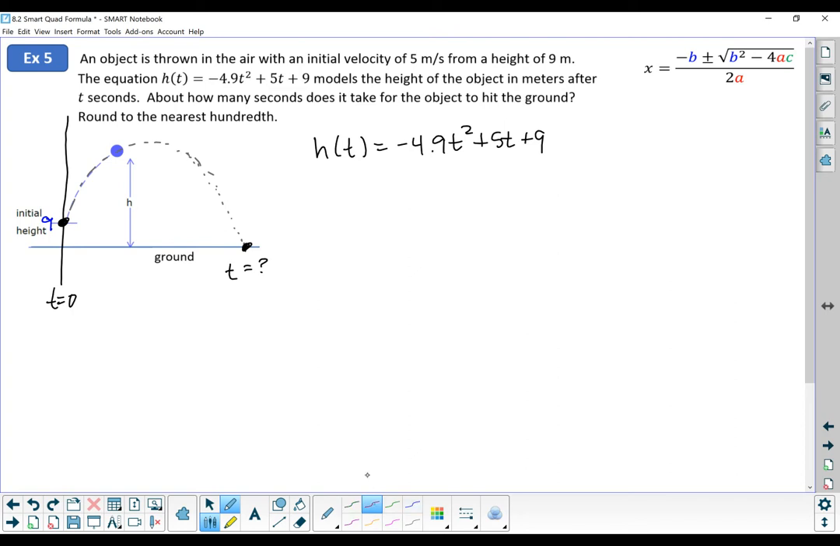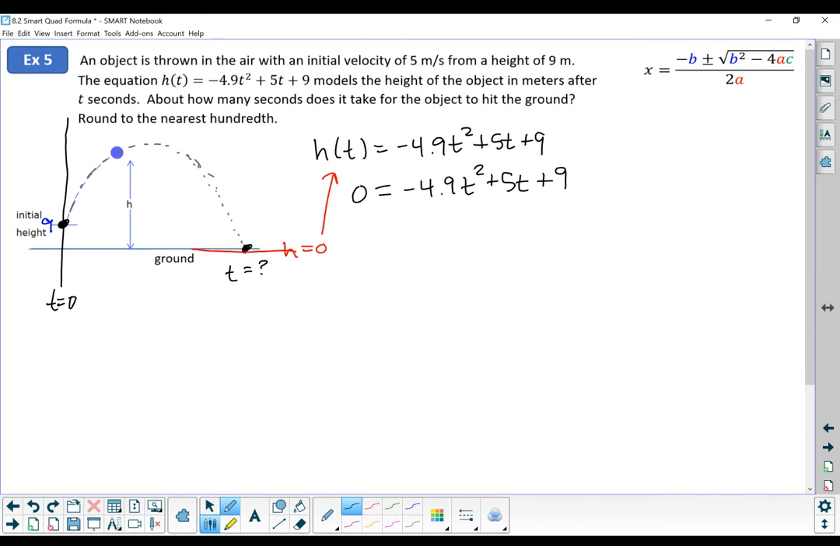Well, hitting the ground is at a height of 0. So we're going to put 0 in for the height. 0 equals -4.9 t squared plus 5t plus 9. And we've got a decimal coefficient here, so we definitely don't want to try to factor this. So we're going to use the quadratic formula to find our answer.